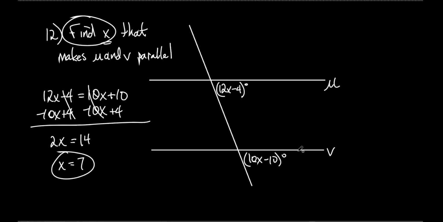Everybody see that? Because 7 makes this angle equal to this angle. And if you wanted to plug 7 in, what's 12 times 7? 84 minus 4 is 80. Plug a 7 in for this: 10 times 7 is 70, and this is supposed to be plus 10 because I wrote it wrong. Plus 10 is 80. So sure enough, these two angles would be the same, which means the two lines must be parallel. So that's what they're doing.